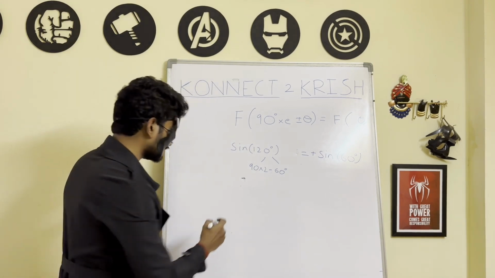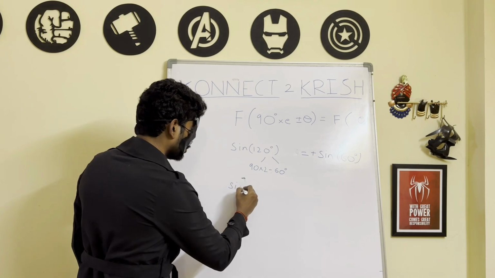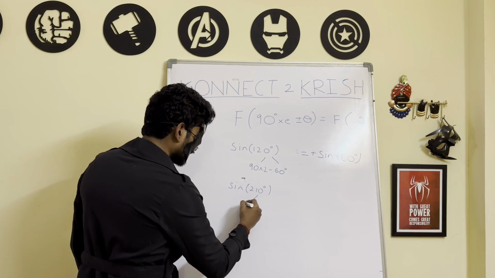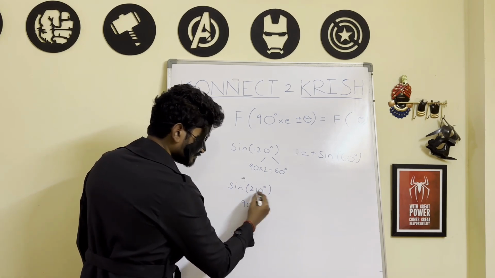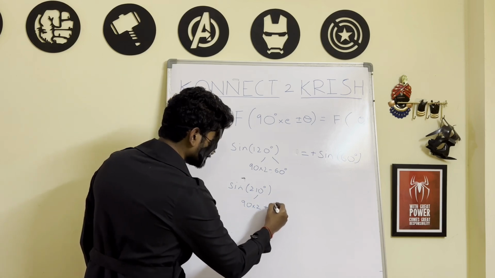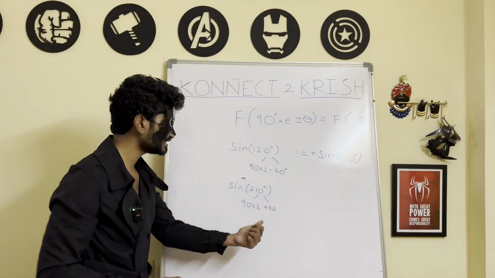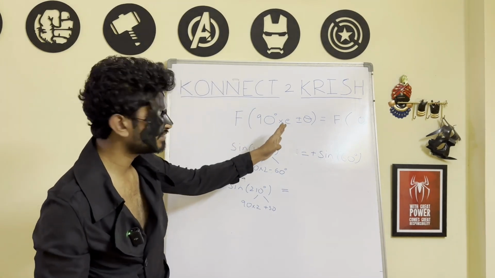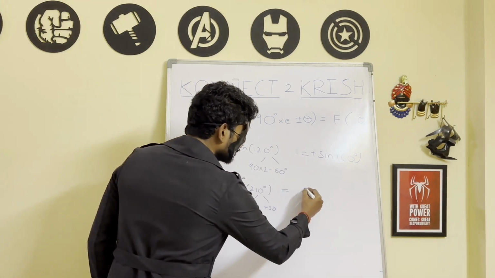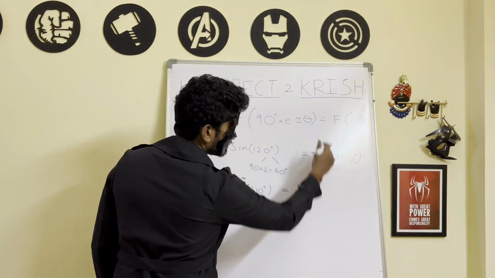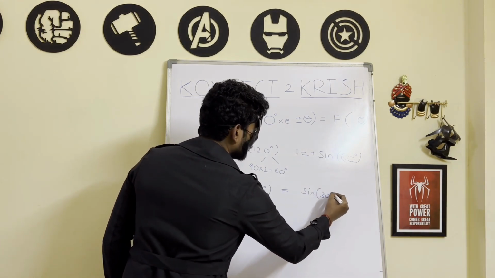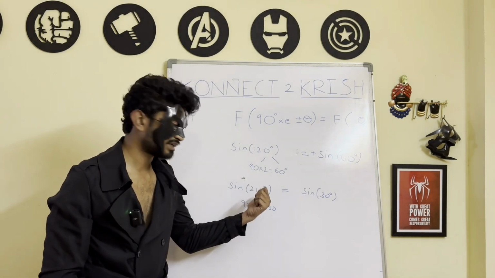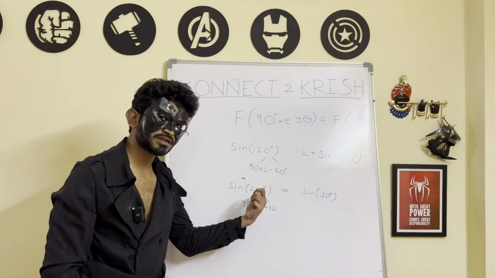Now let me give you another example. Sine 210 degrees, right? Sine 210, how will I split it? 90 into 2, 180 plus 30 degrees. 90 into 2 plus 30 degrees is nothing but equal to, it's of this form, 90 into even number plus theta, which is nothing but equal to sine of, it will not change, it will be the same, sine of 30 degrees. But what will be the sign? This 210 degrees lies in the third quadrant, and sine is negative in the third quadrant, so here it will be negative.